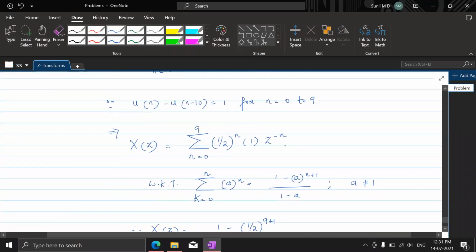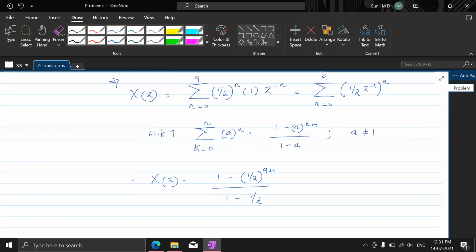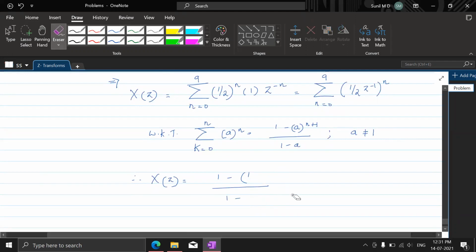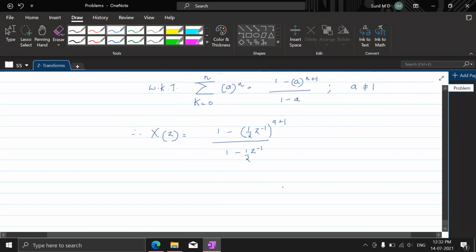Fine, so this has to be further written as summation n ranging from 0 to 9 of half z inverse to the power n. That's it. So now a is half z inverse. Okay, so that's why this has to be written as z inverse by 2, 1 by 2 z inverse to the power 9 plus 1 divided by 1 by 2 z inverse, because a is 1 by 2 z inverse. Fine. So how can we write this further?